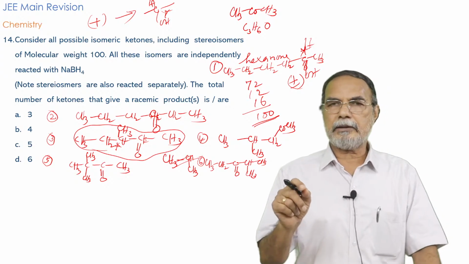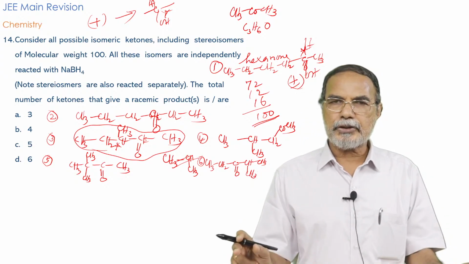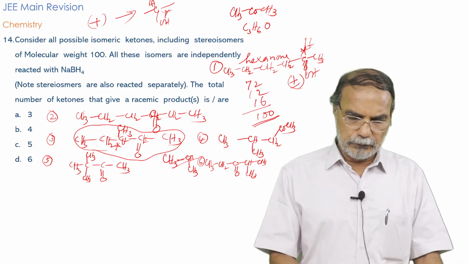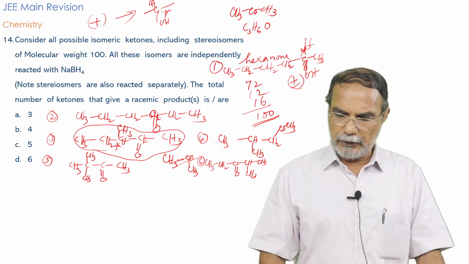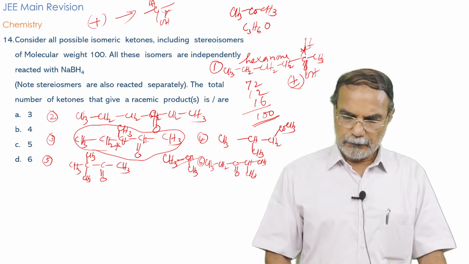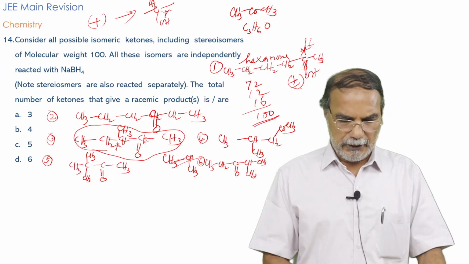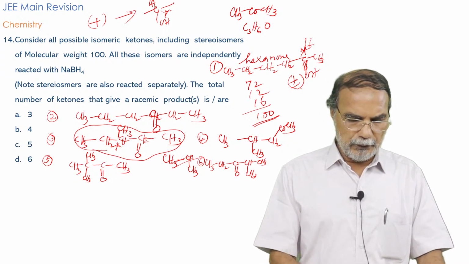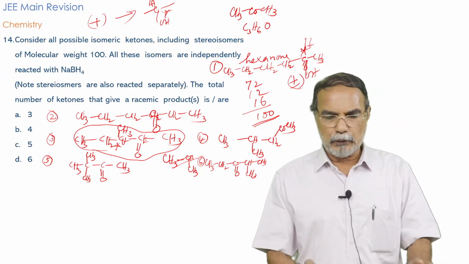It may be hexan-3-one, it may be hexan-2-one, 2 cases. And then for pentanone structures, you have 3-methyl-2-pentanone, 4-methyl-2-pentanone, and 2-methyl-3-pentanone. They are the pentanone structures. And then you have only 1 butanone structure, that is 3,3-dimethyl butanone. And look at the structures.